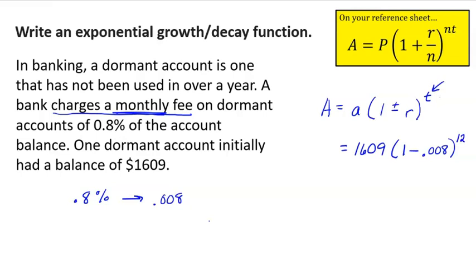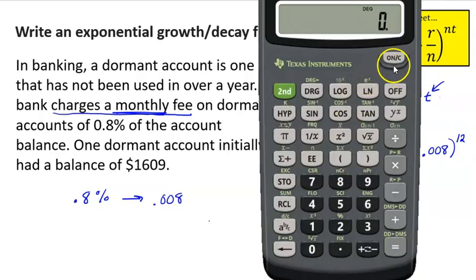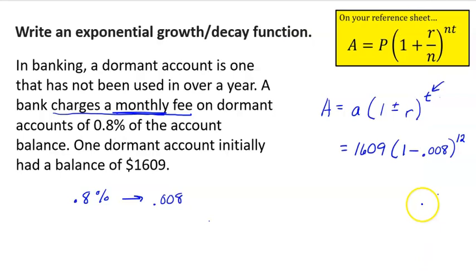And then from here, we're going to go ahead and stick that into our calculator. So we have 1609 times that 1 minus 0.008 close parentheses y to the x 12. And that gives us about $1,461.